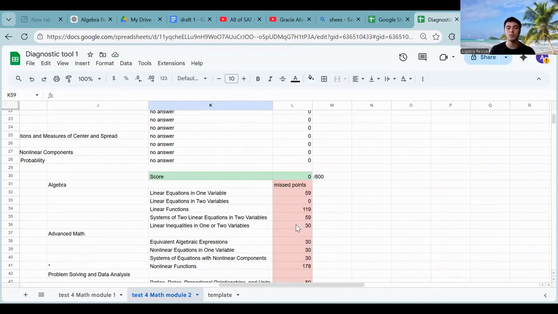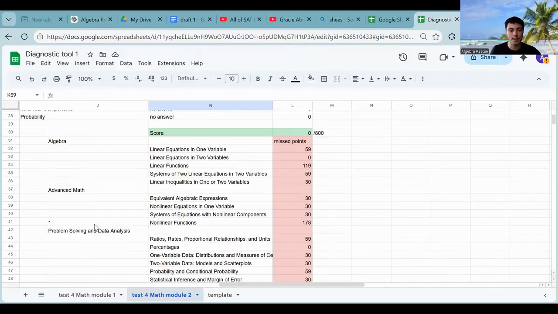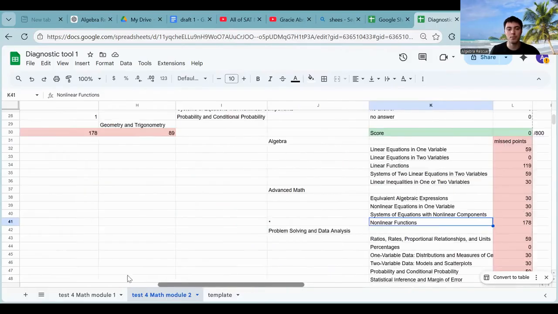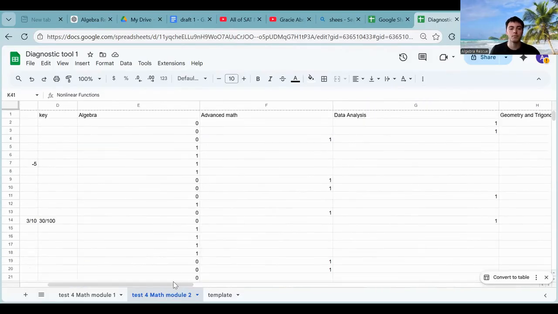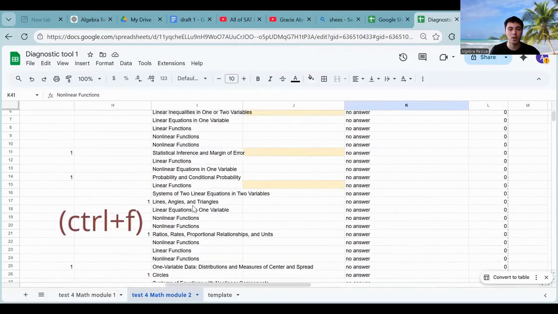Right, so now you know exactly where your weak points are. This is calculated and shown you exactly which problem type you should focus on. Then you take that problem type and you find the problems that are like that.